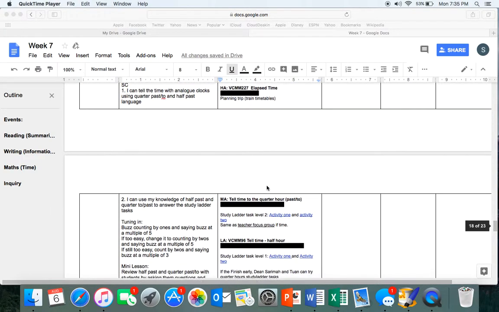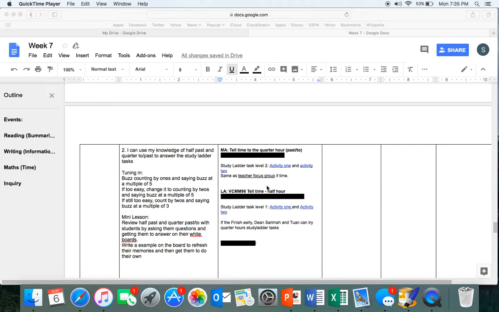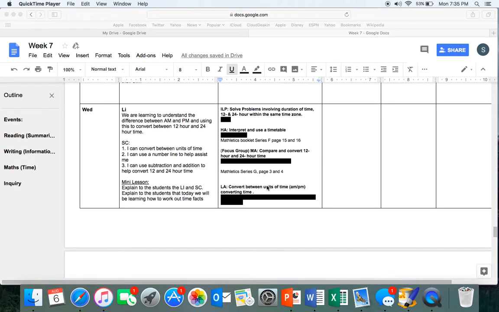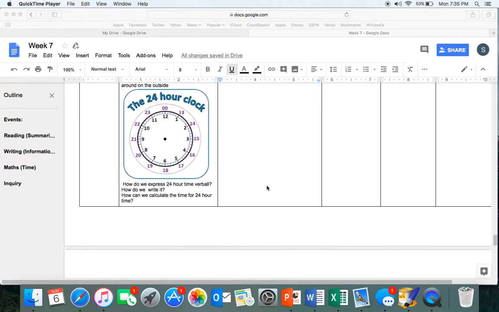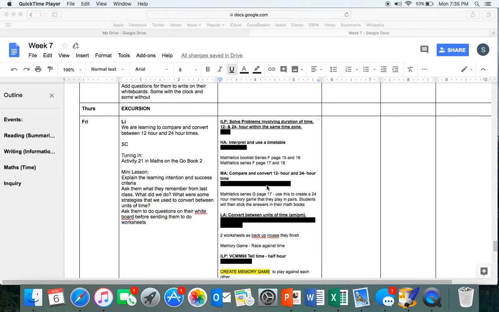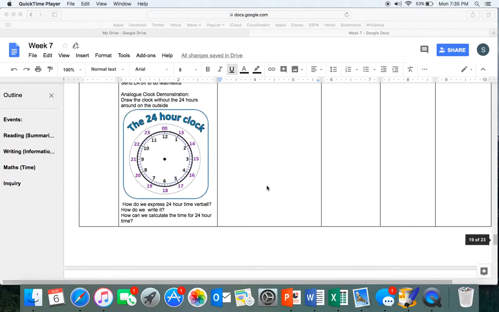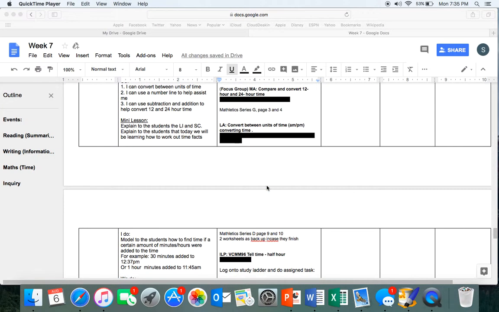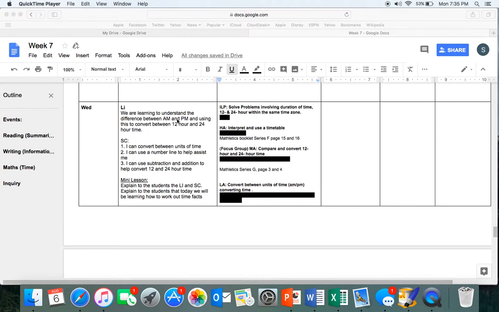So as you can see, as we scroll down, as I said before, most of my students were at the middle achievers level, but when I started learning AM to PM, converting the difference between AM and PM and using this to convert between 12 and 24-hour times, most of my students were actually in the grade 2-3 level of the Victorian curriculum, so they were in my low achievers.